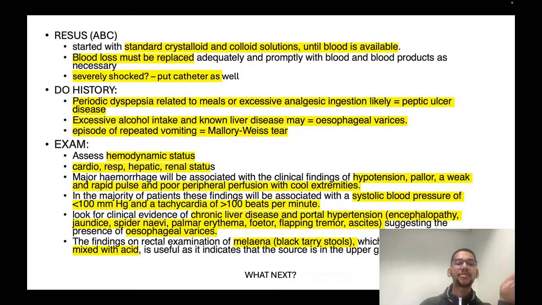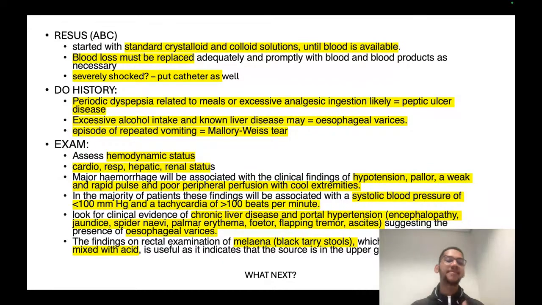So in the examination, you want to assess the hemodynamic status of the patient. Okay, you want to check the cardio, respiratory, hepatic, and renal status of the patient. Major hemorrhage will be associated with the clinical findings of hypotension, decrease in blood pressure. Patient is pale, conjunctival pallor or palmar pallor, a weak and rapid pulse, so radial pulse, probably, and poor peripheral perfusion with very cool extremities, so you want to feel the hands as well. In the majority of patients, these findings will be associated with systolic blood pressure of less than 100, so it's hypotension, and tachycardia of more than 100 beats per minute.